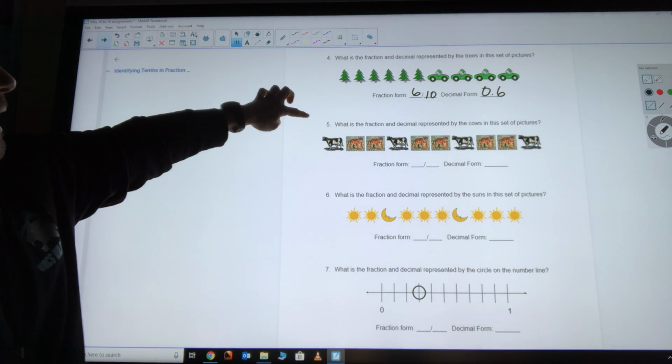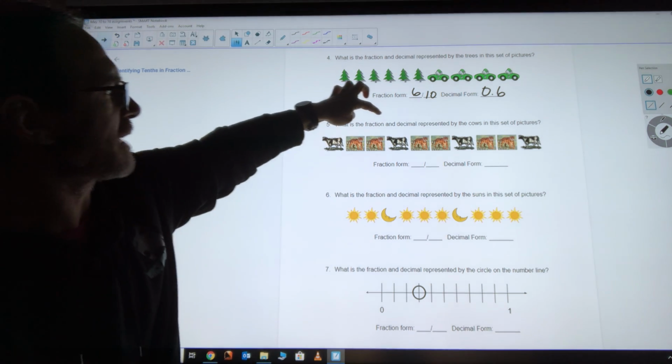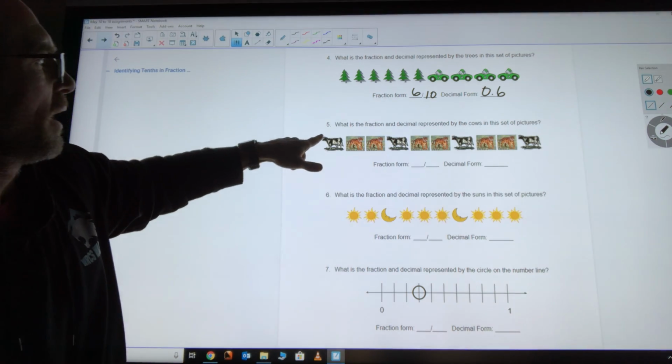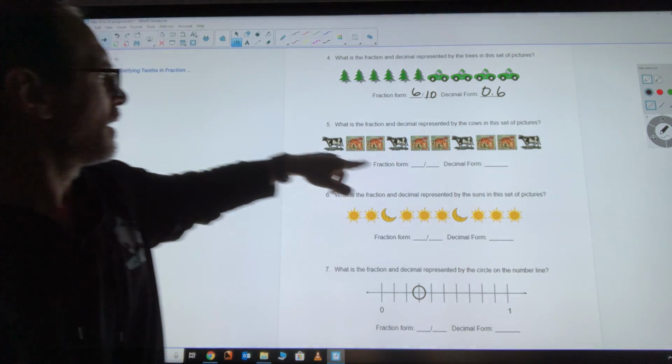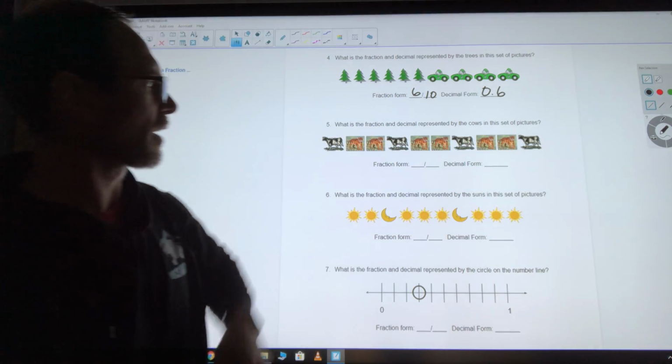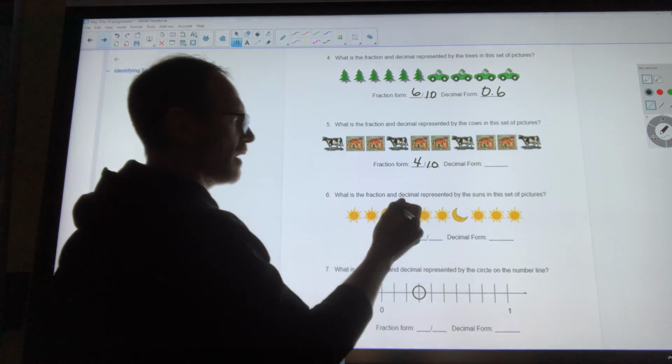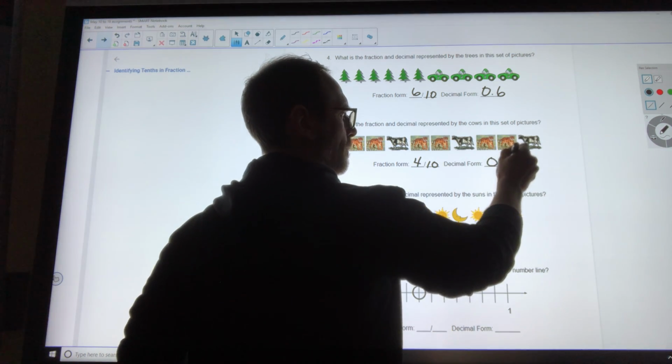Number 5 says, what is the fraction and decimal represented by the cows in this set of pictures? So we have 10 pictures here. We have 4 of them are cows. So 4 tenths of those pictures are cows, or 0.4.